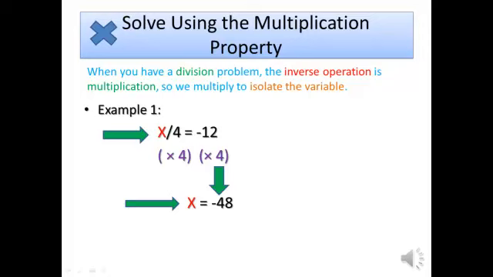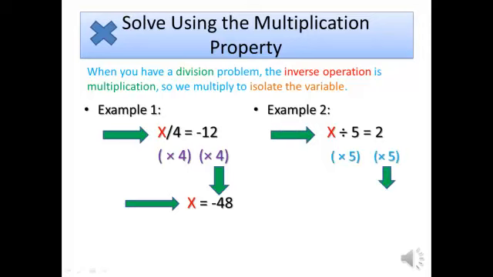Let's try another example. Example number 2. x divided by 5 equals 2. Since this is division, multiplication is our inverse, we need to make sure that we multiply 5 by both sides. 2 times 5 is 10, so our answer is x equals 10.